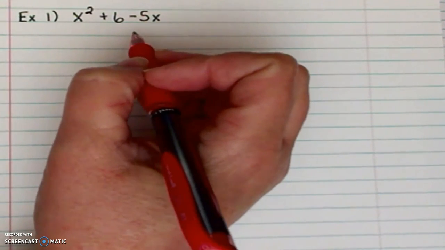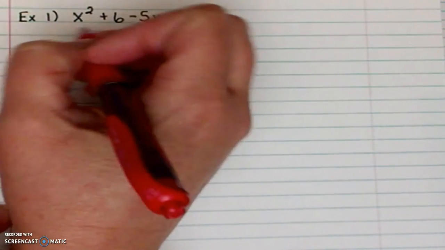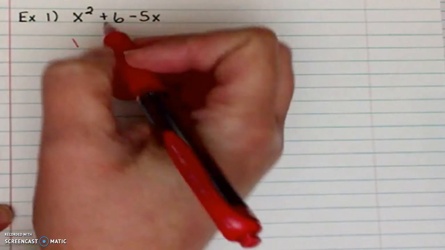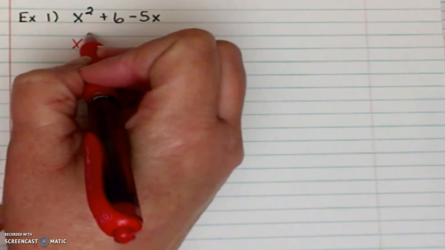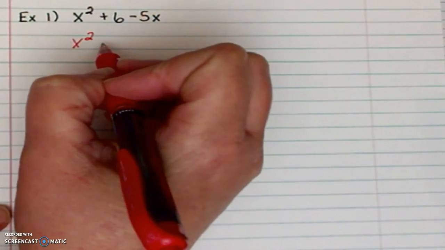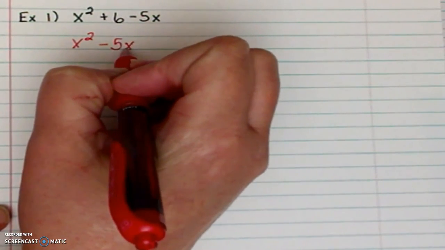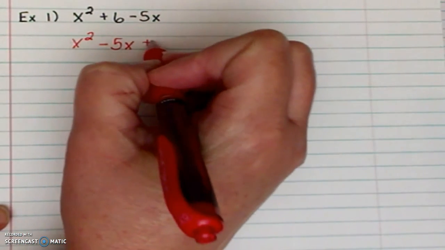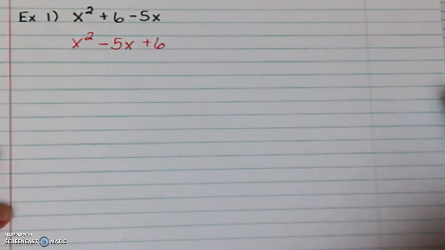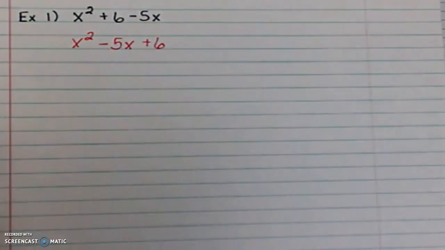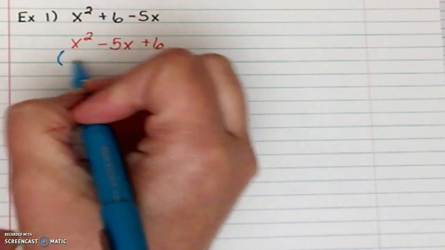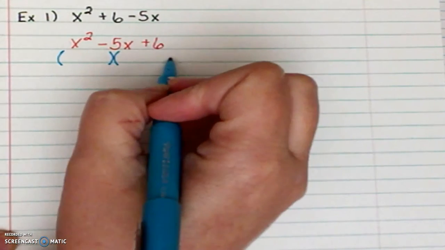So the first thing in trinomial factoring, remember, we want to put it in descending x exponents. So we're going to start with our squared term. And the next exponent is going to be to the first power, so we would put the term negative 5x plus 6.